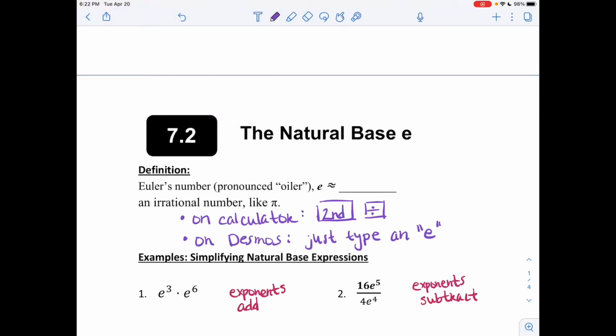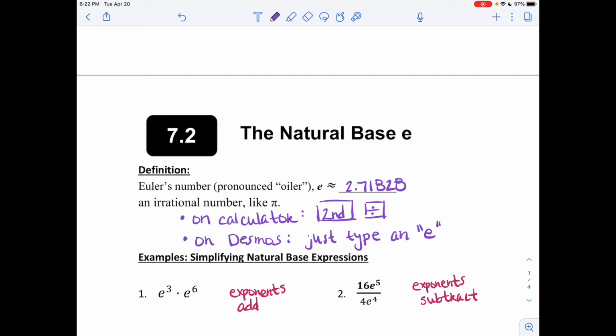Hi everyone, today we're going to be talking about lesson 7.2, which is the natural base e. E is a constant in math similar to pi. It's an irrational number and it's called Euler's number. And e is approximately equal to 2.71828. We use this number when we do compound interest, if the interest is compounded continuously, and it also appears in the natural base exponential function, which we will see today.